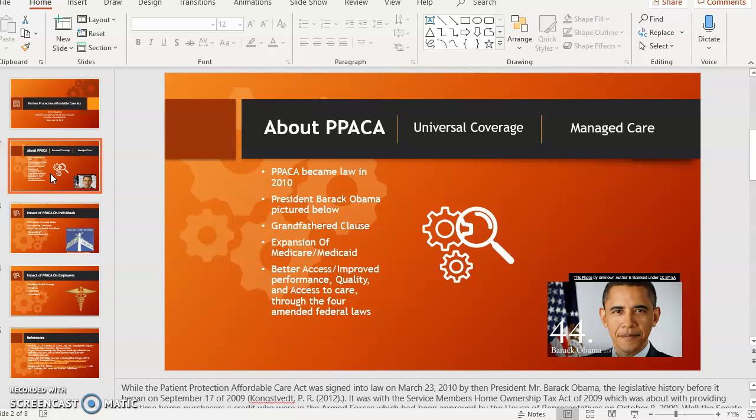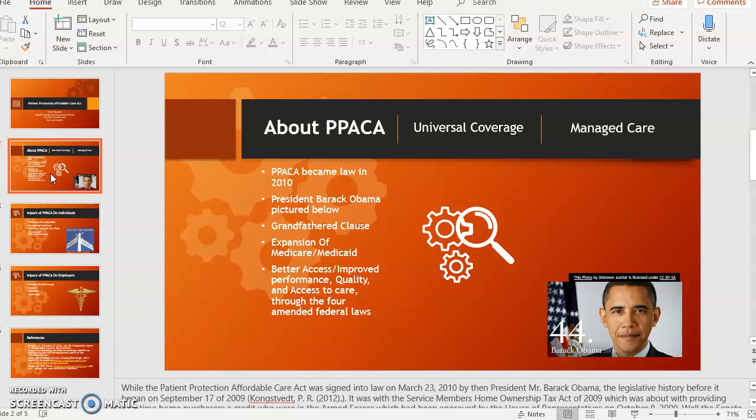It was with the Service Members Home Ownership Tax Act of 2009, which was about providing first-time home purchasers in the armed forces a credit, which had been approved by the House of Representatives on October 8th, 2009. The Senate stepped in and deleted the provisions of the H.R. 3590, and they changed the language, substituting their version, which addressed healthcare reform, and named it PPACA.